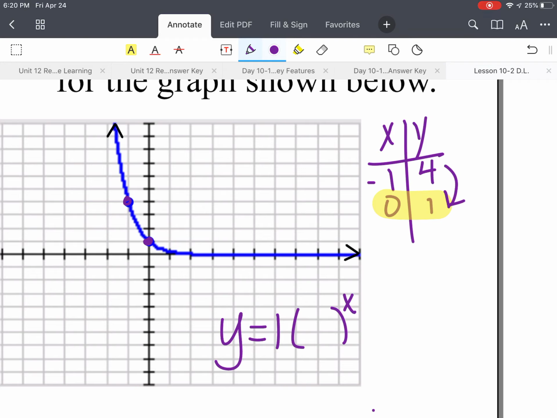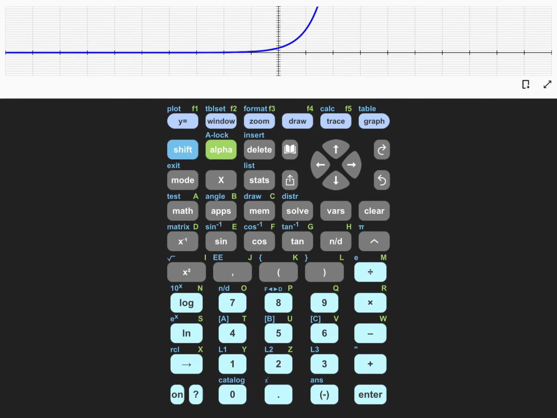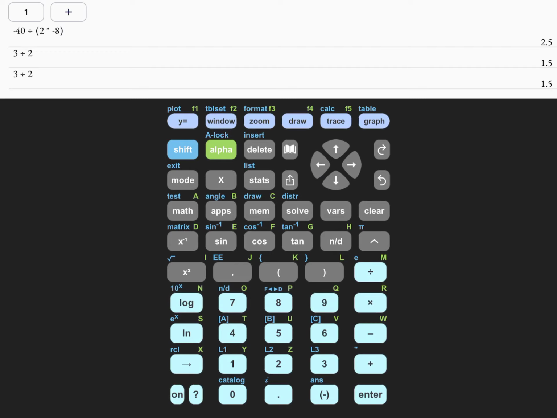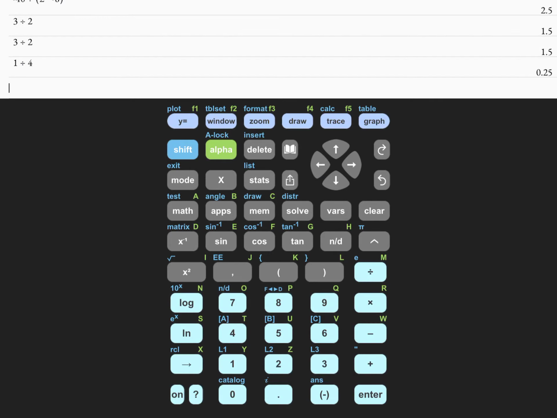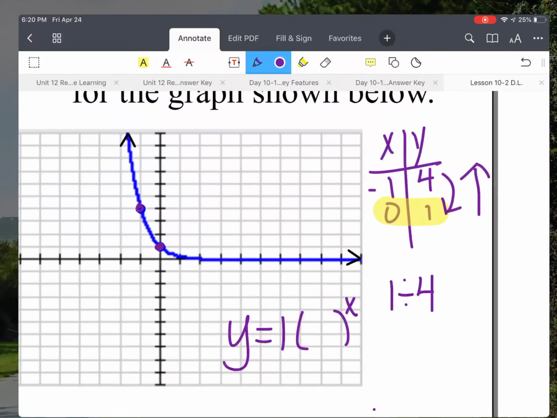That's tricky. So if you want to work up instead of down, if I want to figure it out, maybe using my calculator, I can do 1 divided by 4. And if we go to our calculator, we can do 1 divided by 4, and that tells me it's 0.25.